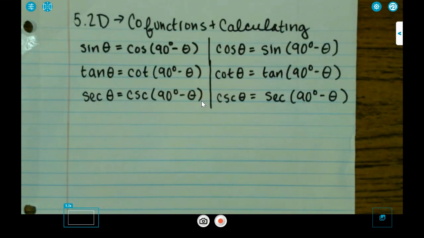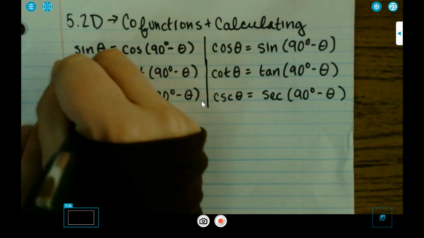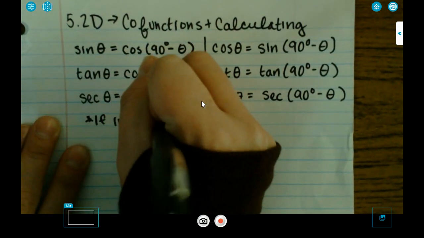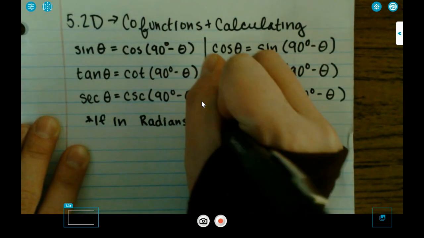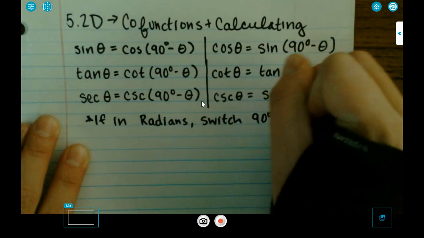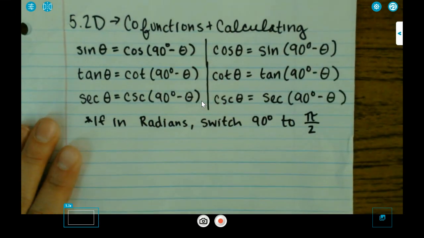Remember the ones that go together? That's literally sine, tangent, and secant. And then cosine, cotangent, cosecant. The word co is on the front of it. Okay. One thing, though, is this is in degrees. I put 90 degrees minus theta. If you're in radians, just switch 90 degrees to pi over 2, because those are equal.